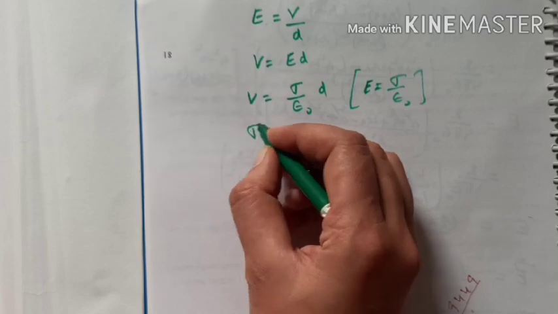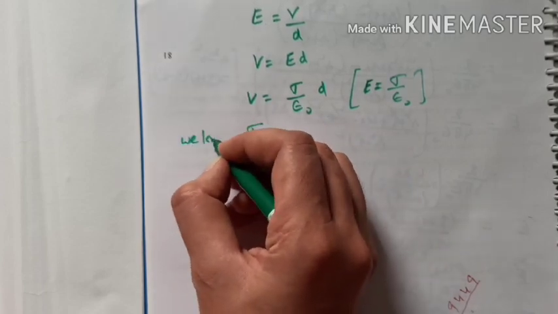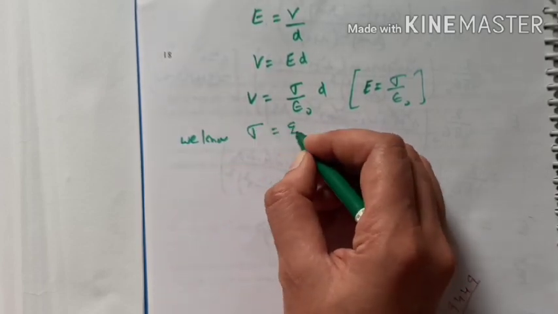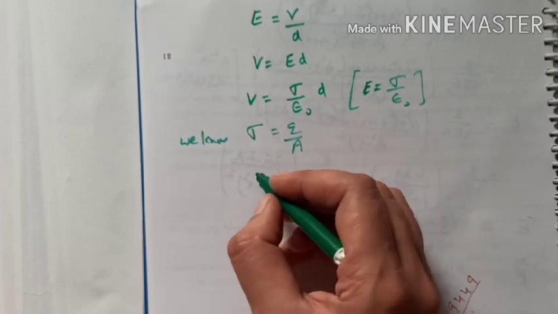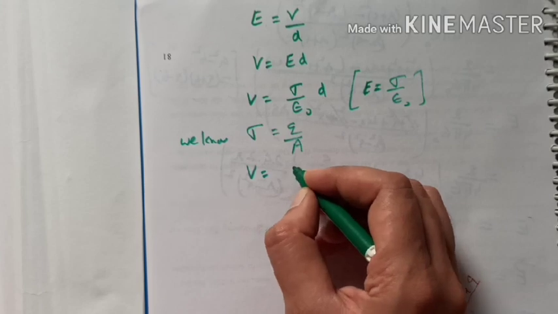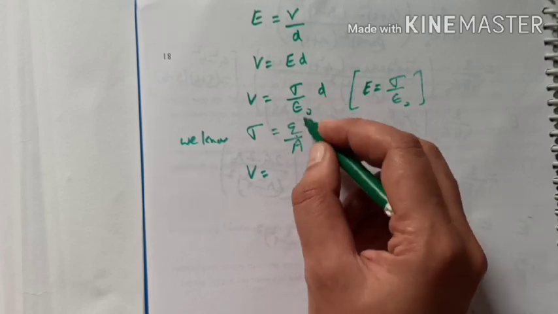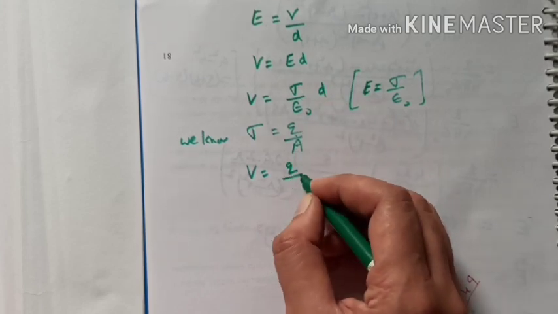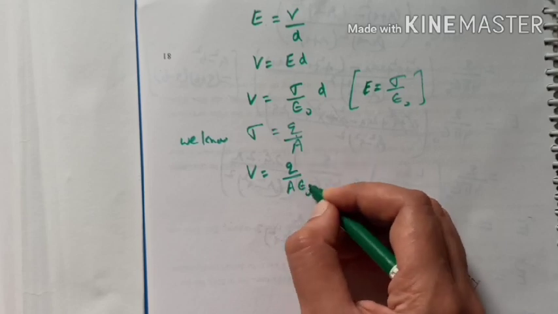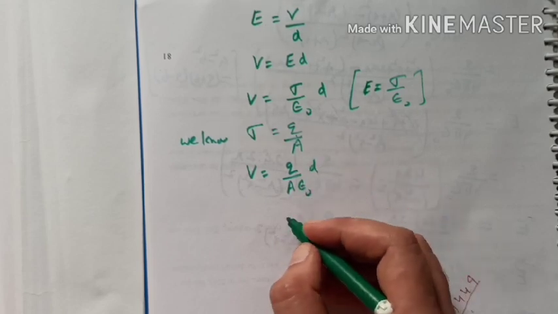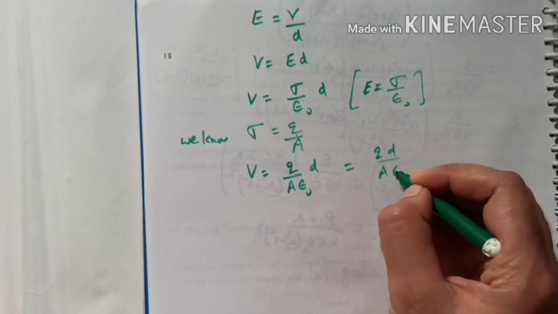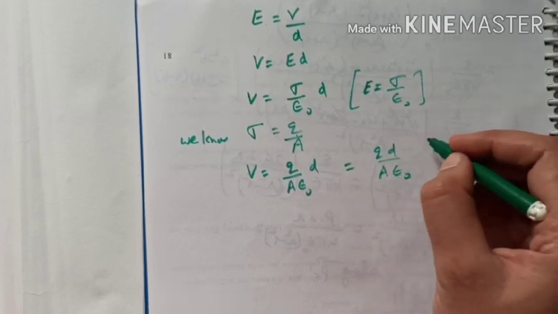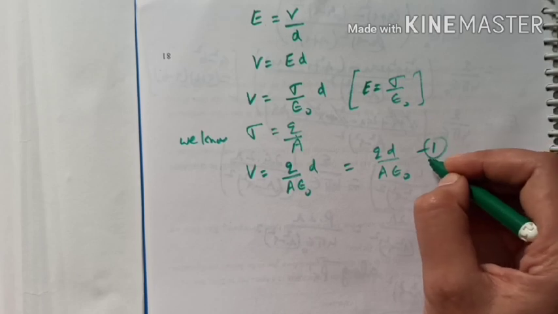We know that sigma is equal to charge per unit area. Put this value in this equation. V is equal to, the value of sigma is Q by A, so here is Q by A epsilon naught into D. This is the potential, Q D by A epsilon naught. Say that this is equation number 1.